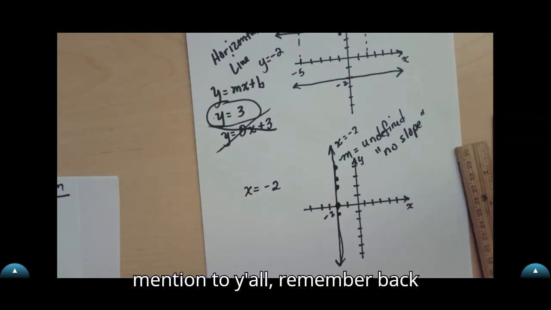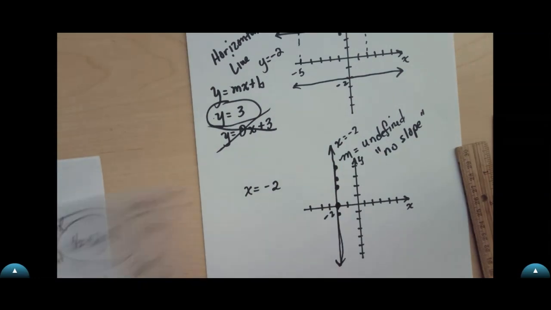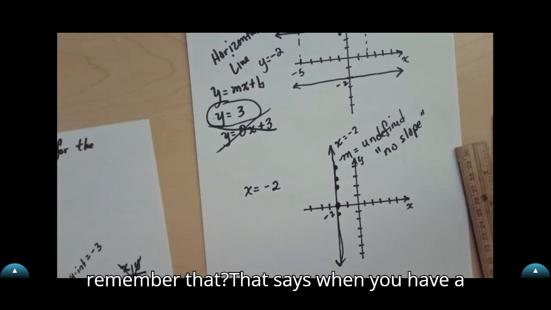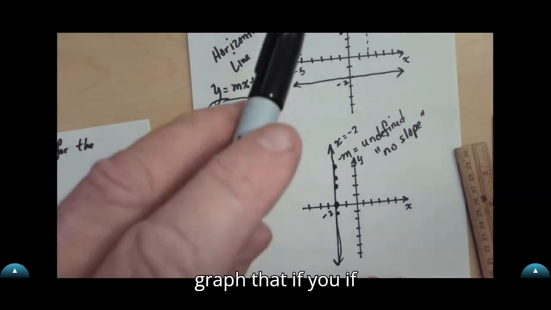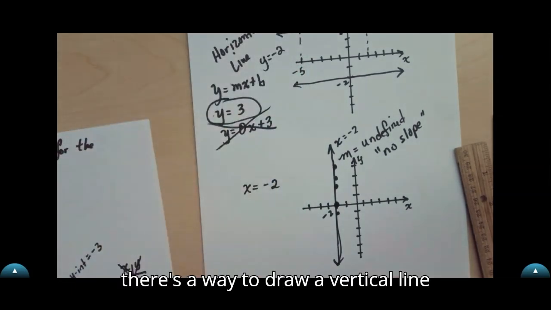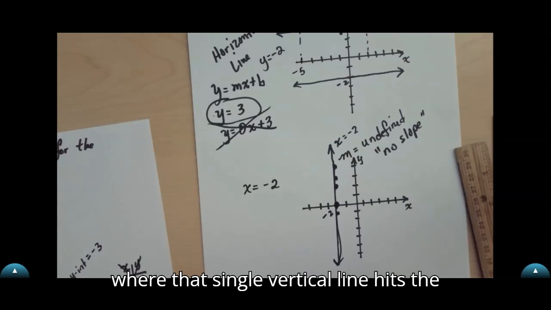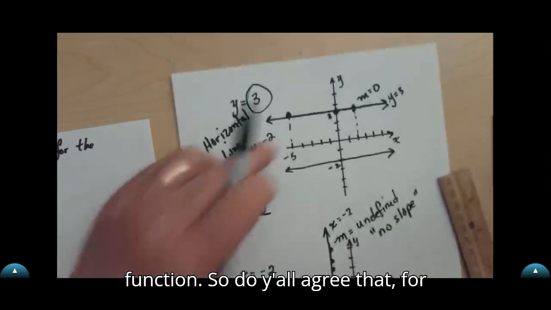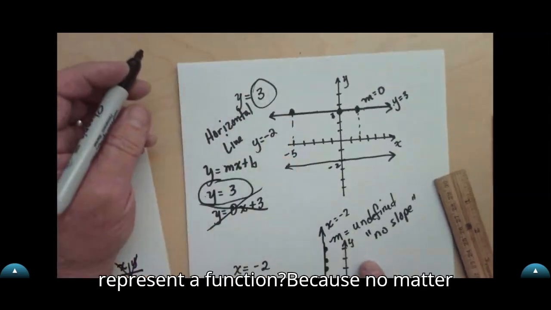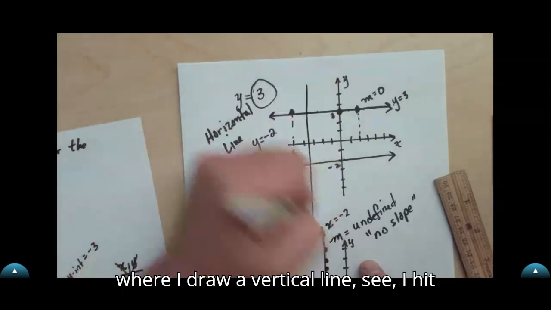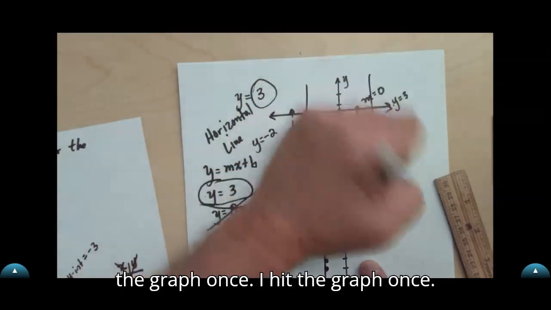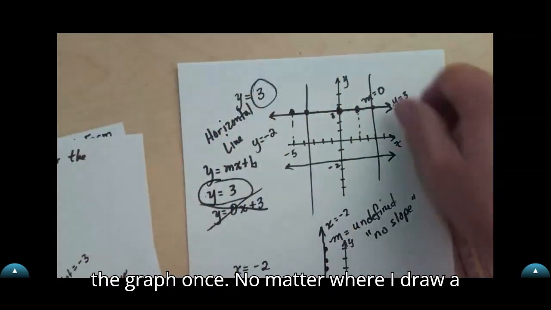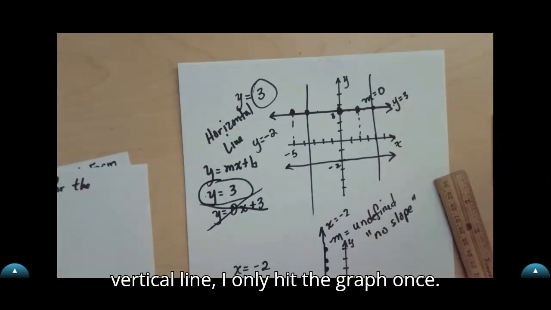So something I would mention to y'all, remember back to last Wednesday, we were talking about that vertical line test. Y'all remember that? That says when you have a graph, if there's a way to draw a vertical line where that single vertical line hits the graph more than once, it's not a function. So do y'all agree that, for instance, this horizontal line does represent a function? Because no matter where I draw a vertical line, I hit the graph once. The y-axis is a vertical line. It hits the graph once.